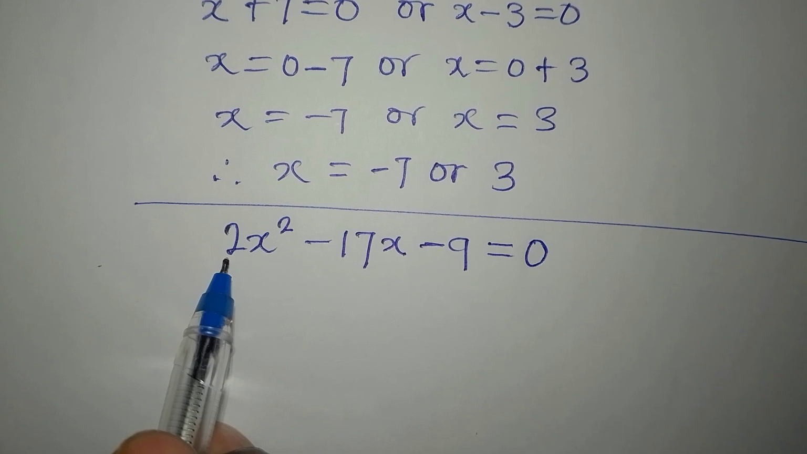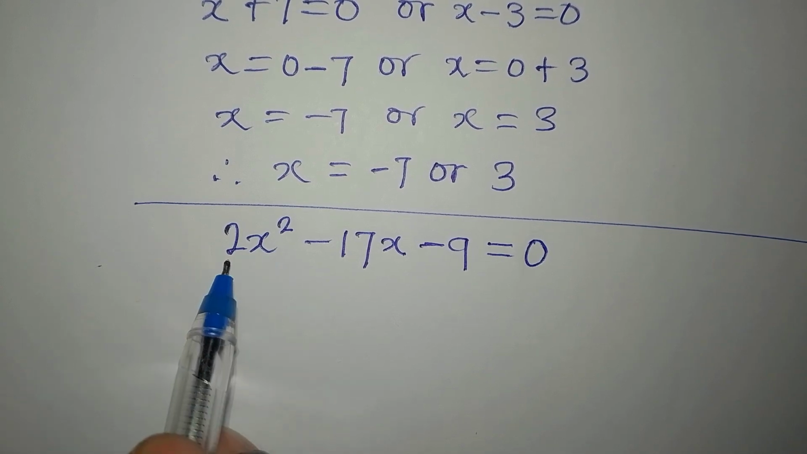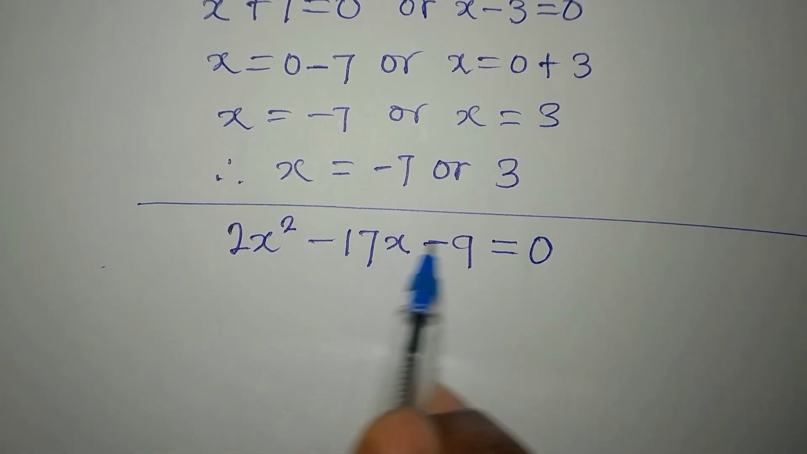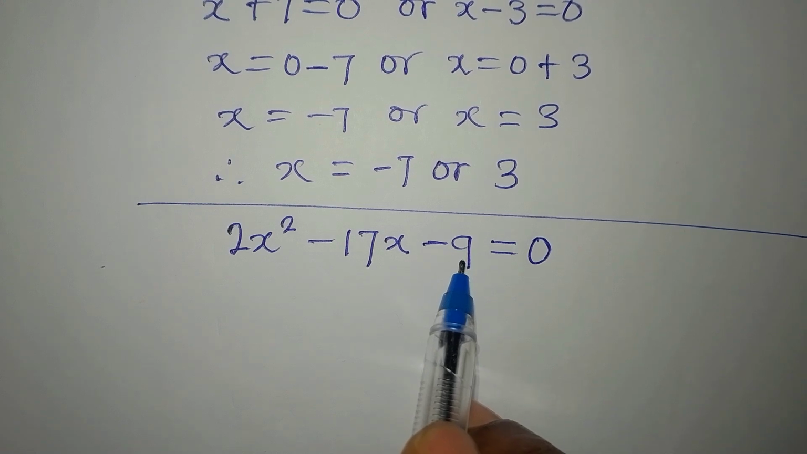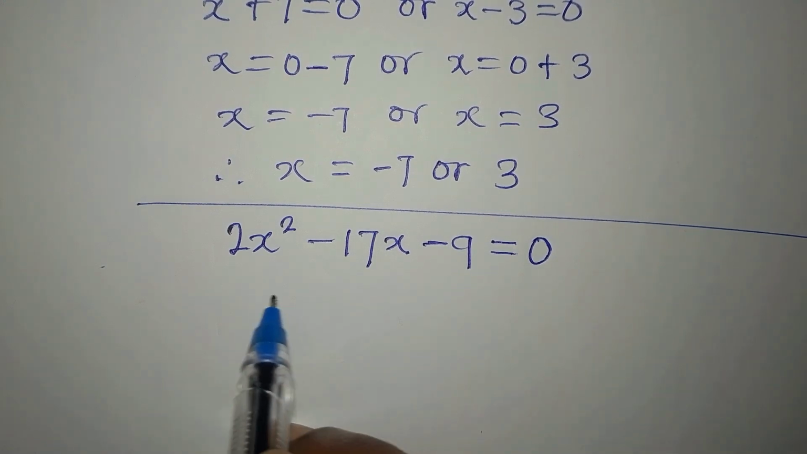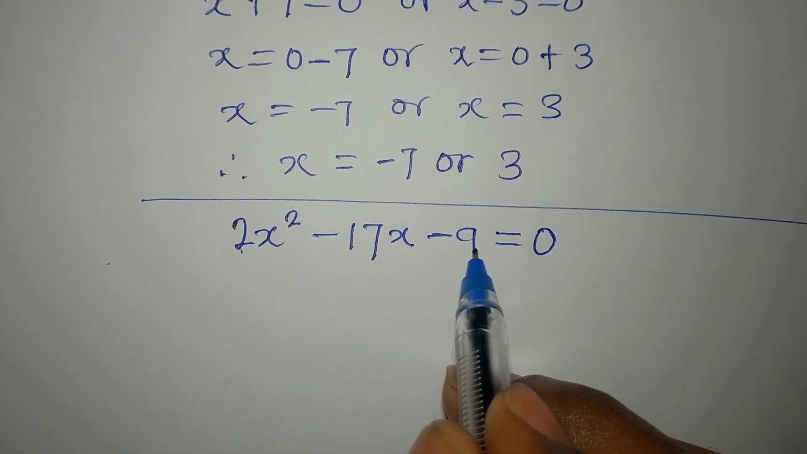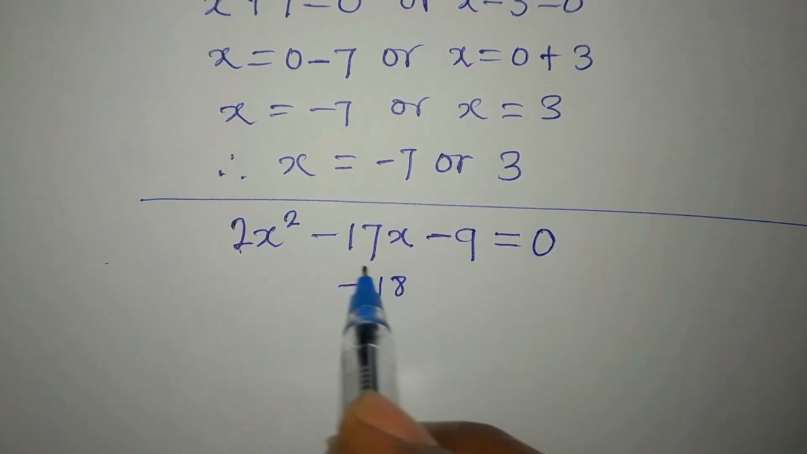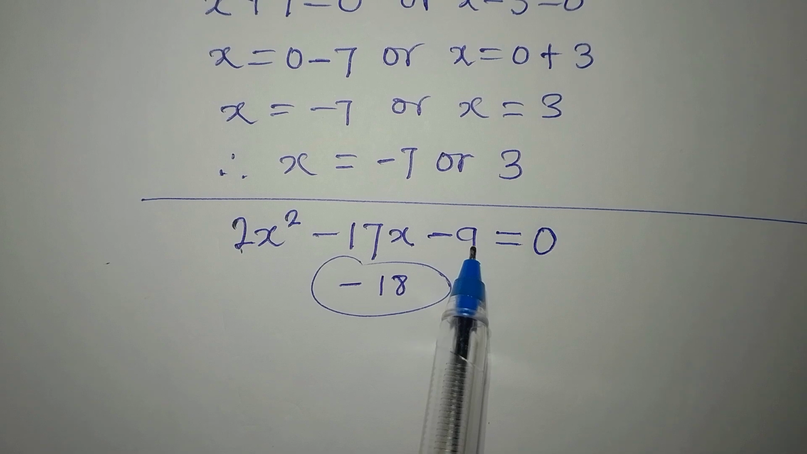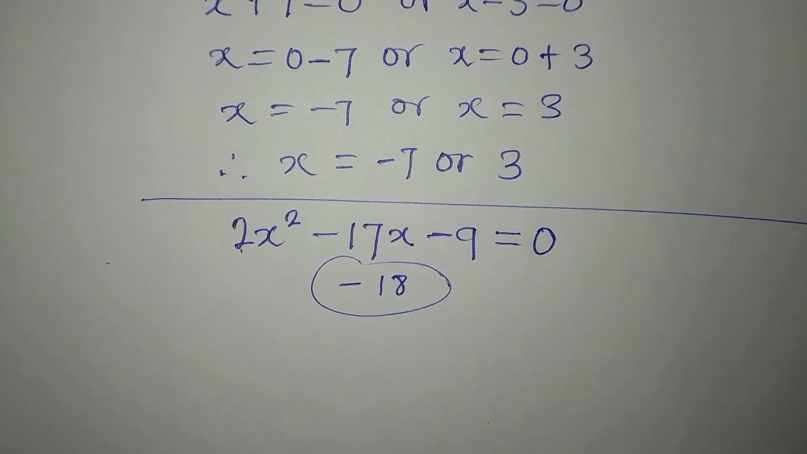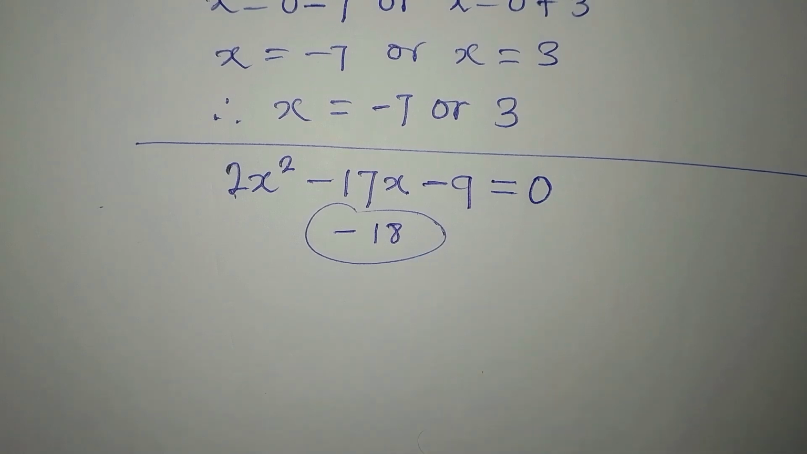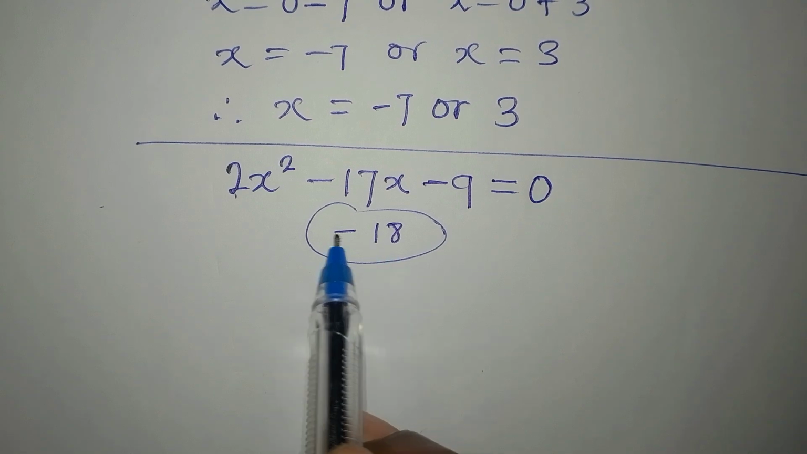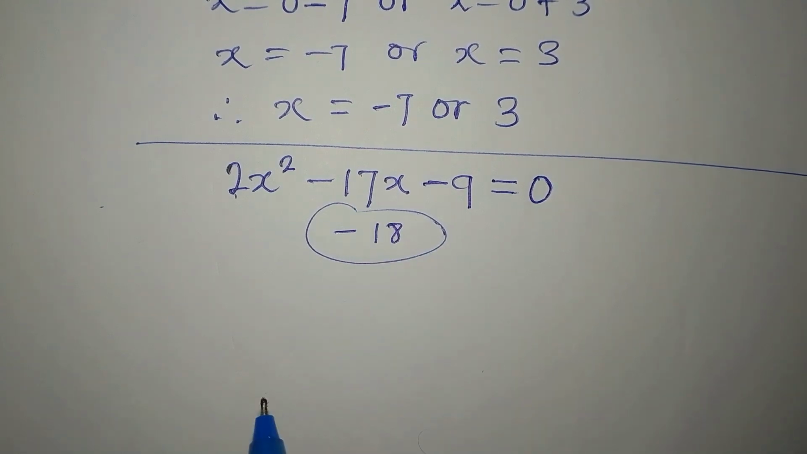So every time you have coefficient of x squared greater than 1, okay, it will not be possible for you to look for two numbers to multiply and then get the constant, right? See what I will do. I will multiply this by this, and I'm going to get minus 18, right? So this is when I multiply 2 by minus 9, I have minus 18. Now the next thing is, what two numbers do I multiply to get minus 18? And then I will add the two numbers to get minus 17.